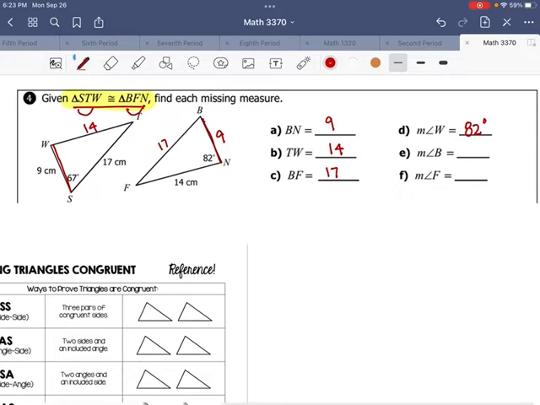Angle B corresponds with angle S. Angle S is 67, so that one will also be 67. Let me label it 67 degrees and 82 degrees. And now they want me to find that third angle, angle F.